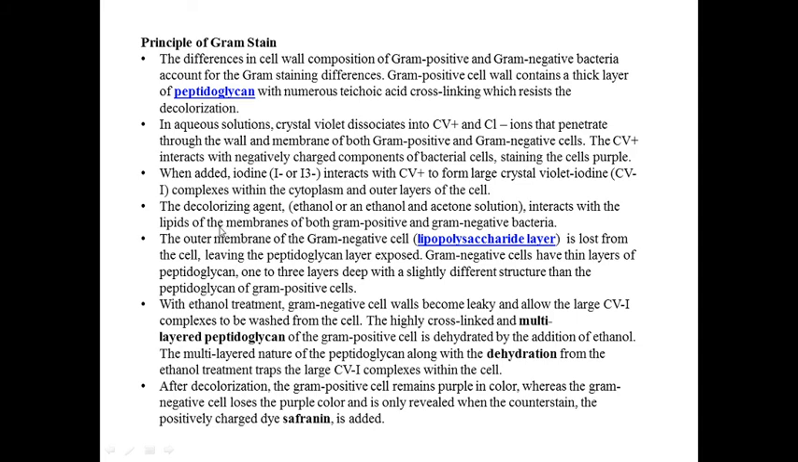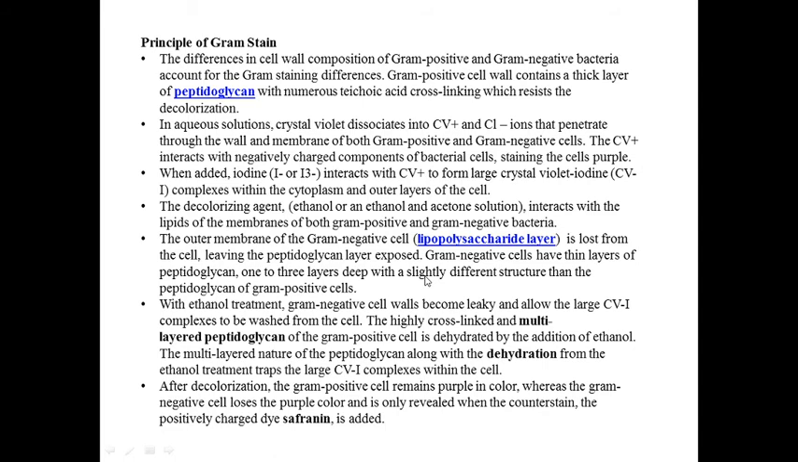See, alcohol is a fat solvent. So what happens? The lipids get dissolved in alcohol. But as we have seen, in gram negative bacteria more lipid is there. So lipid gets dissolved from the gram negative cell wall, and so large size pores are formed in gram negative bacteria. See, the outer membrane is lost from the cell, leaving the peptidoglycan layer exposed, and as gram negative cells have a thin layer of peptidoglycan, the stain gets removed from the gram negative cell, as compared to the gram positive.